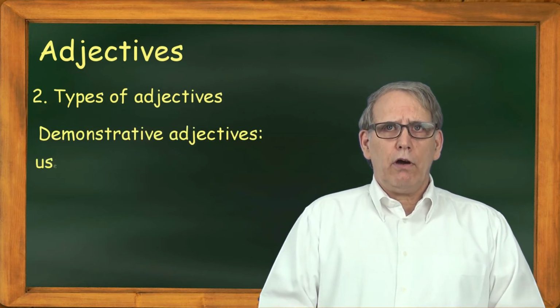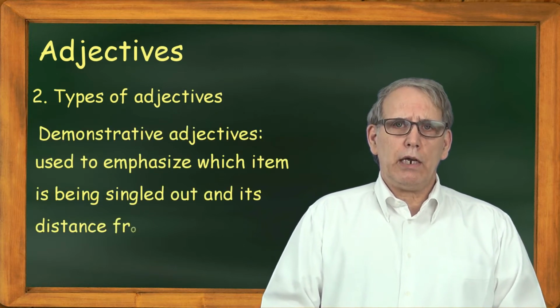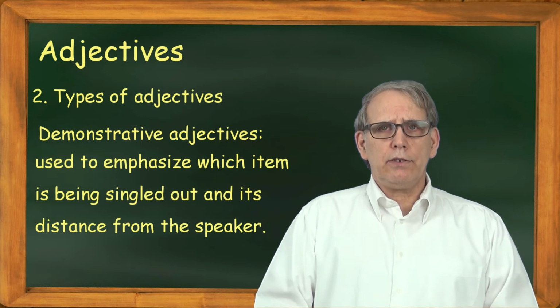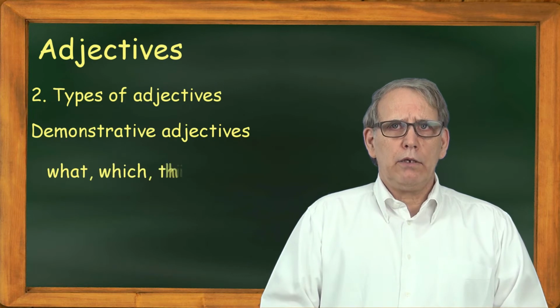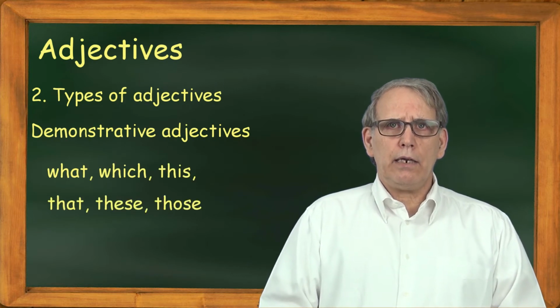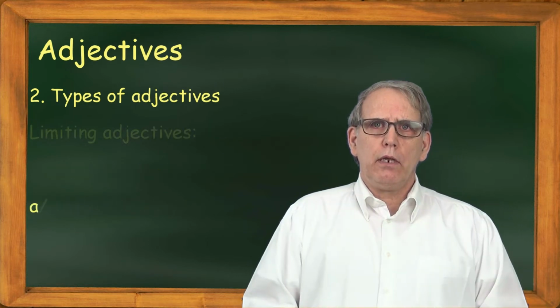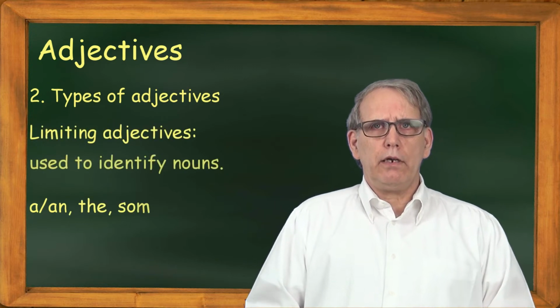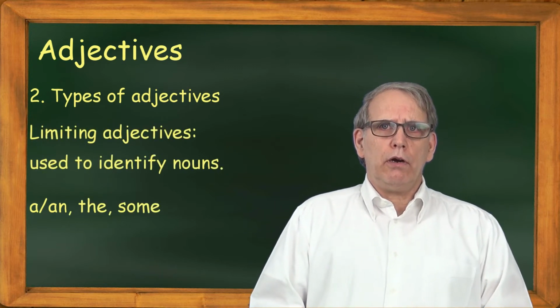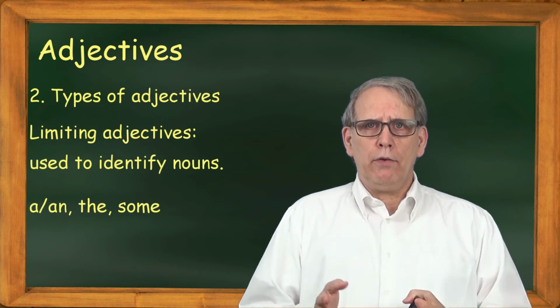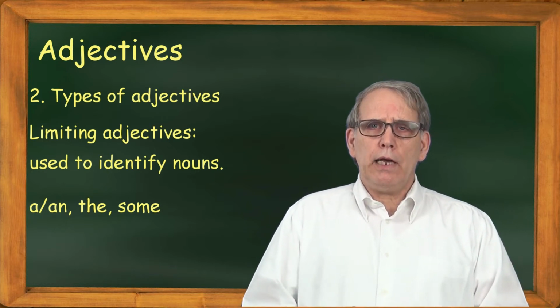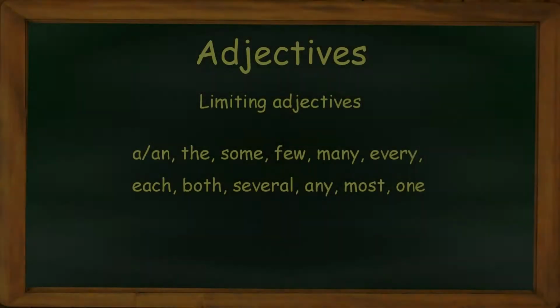Demonstrative adjectives are used to emphasize which item is being singled out and its distance from the speaker. The demonstrative adjectives are this, that, these, and those. Limiting adjectives are used to identify nouns. They include the articles a, an, the, some, and so on. Here's a list of the limiting adjectives in English.